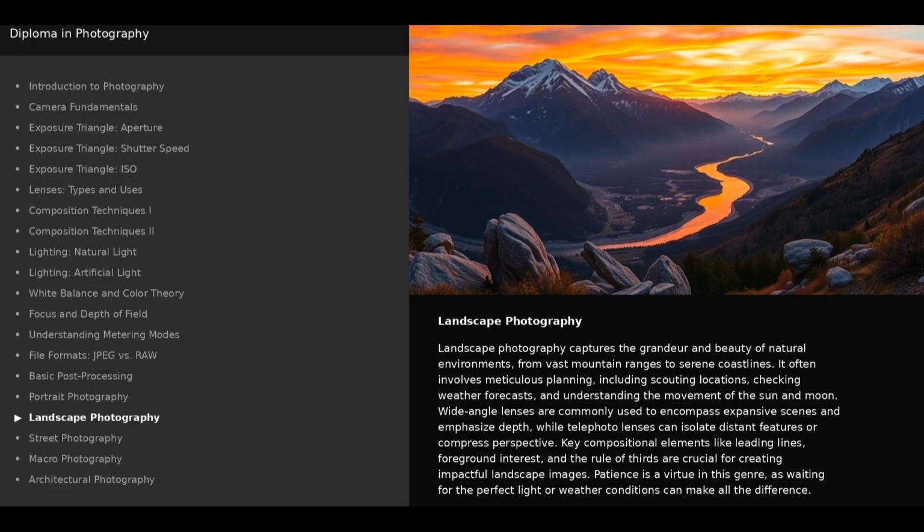compress perspective. Key compositional elements like leading lines, foreground interest, and the rule of thirds are crucial for creating impactful landscape images. Patience is a virtue in this genre, as waiting for the perfect light or weather conditions can make all the difference.